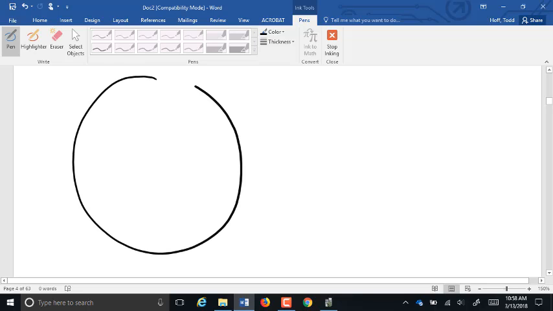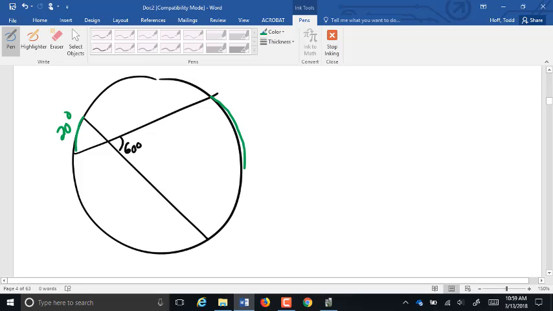So if I have, where this angle here is 60 degrees, if I tell you this arc here is 20 degrees, what's this arc here have to be? 100 degrees. How did I get that? Yeah, the sum of the two arcs has to be double the angle. 60 times 2 is 120.